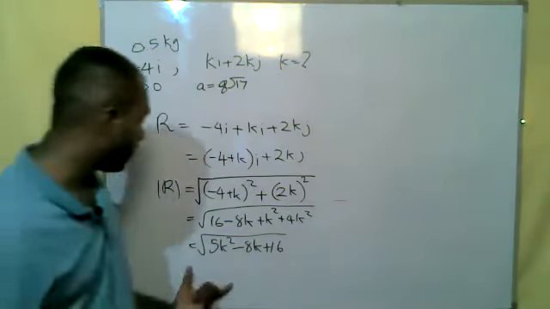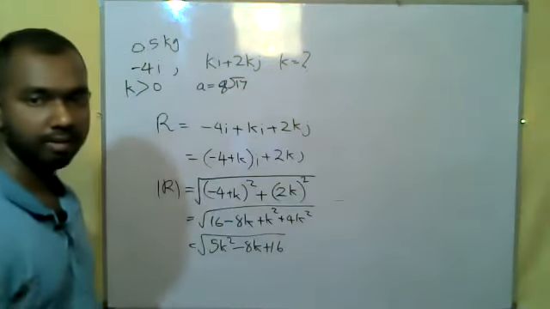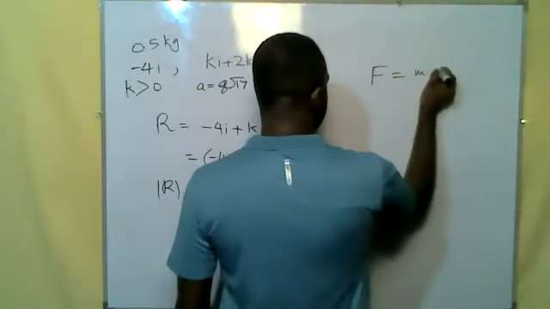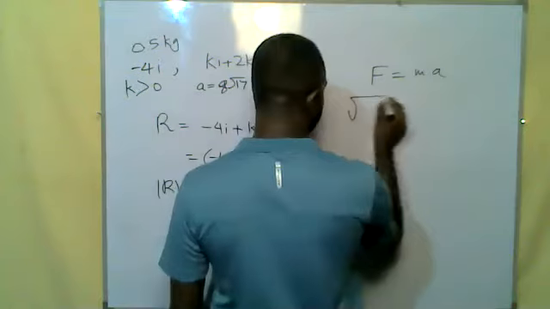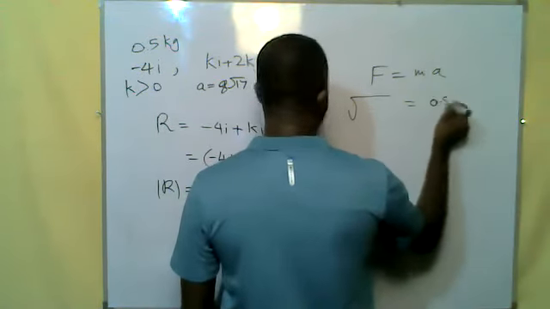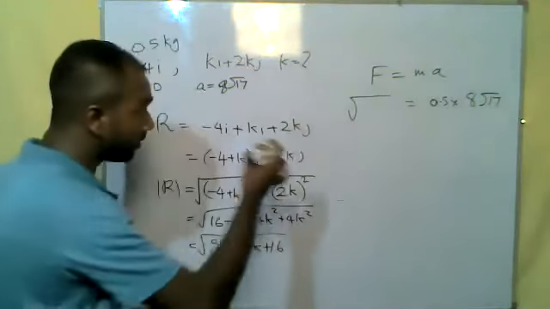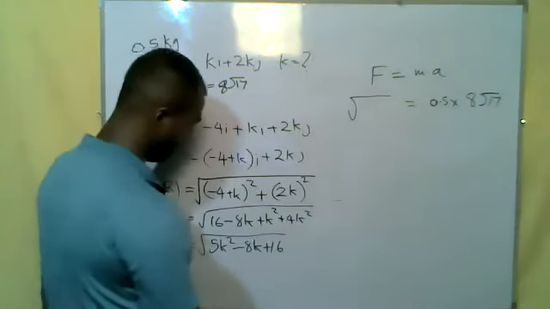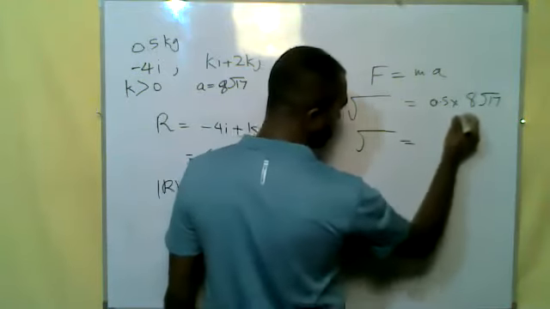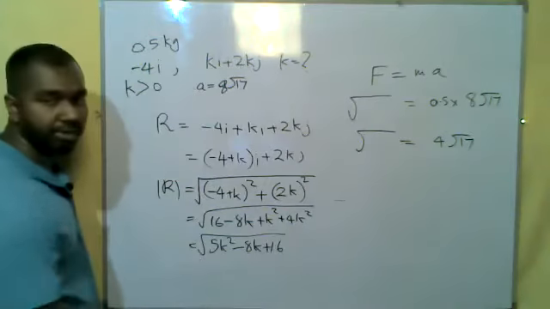resultant force. And now we can keep it like this and apply the equation: force equals mass times acceleration. How much is the force? Something in the square root sign equals mass, 0.5, times the acceleration, 8 times square root 17. And here, what do we have to do? See, this square root sign times 4 times square root 17. Now it is a mess to deal with the square root sign.